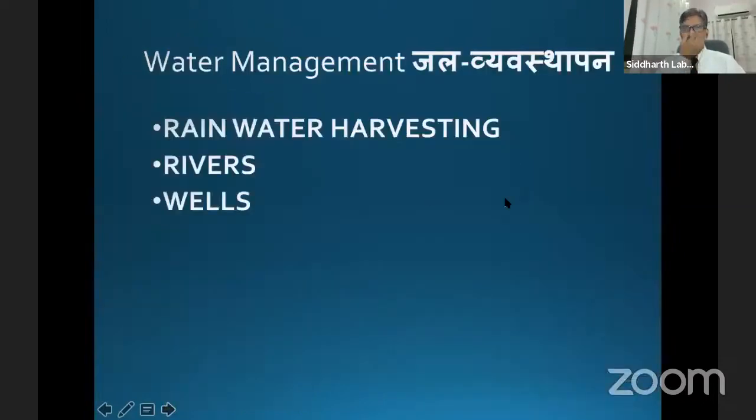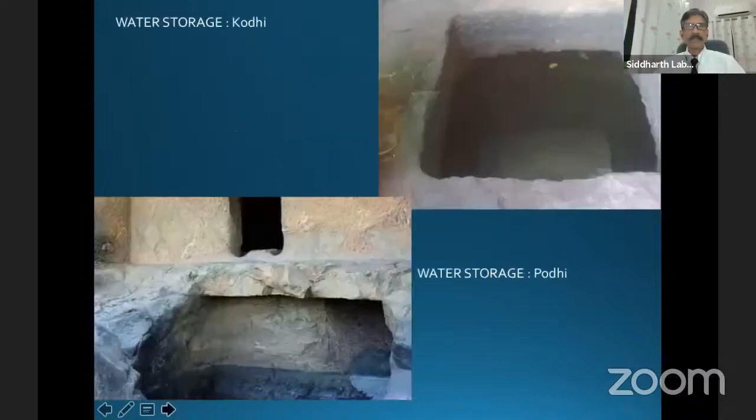Then water management, I just told about that. Rainwater harvesting, how it is done. Then rivers and wells, that we will see one by one. So the rainwater harvesting on the Lenis is of two types, that is Kodhi and Podhi. Kodhi means the water storage, rock cut water storage, and that water is used for general washing purposes. That is called Kodhi, because there is no cover on it. And on the bottom side, you can see the water storage which is called Podhi. It is for drinking water.